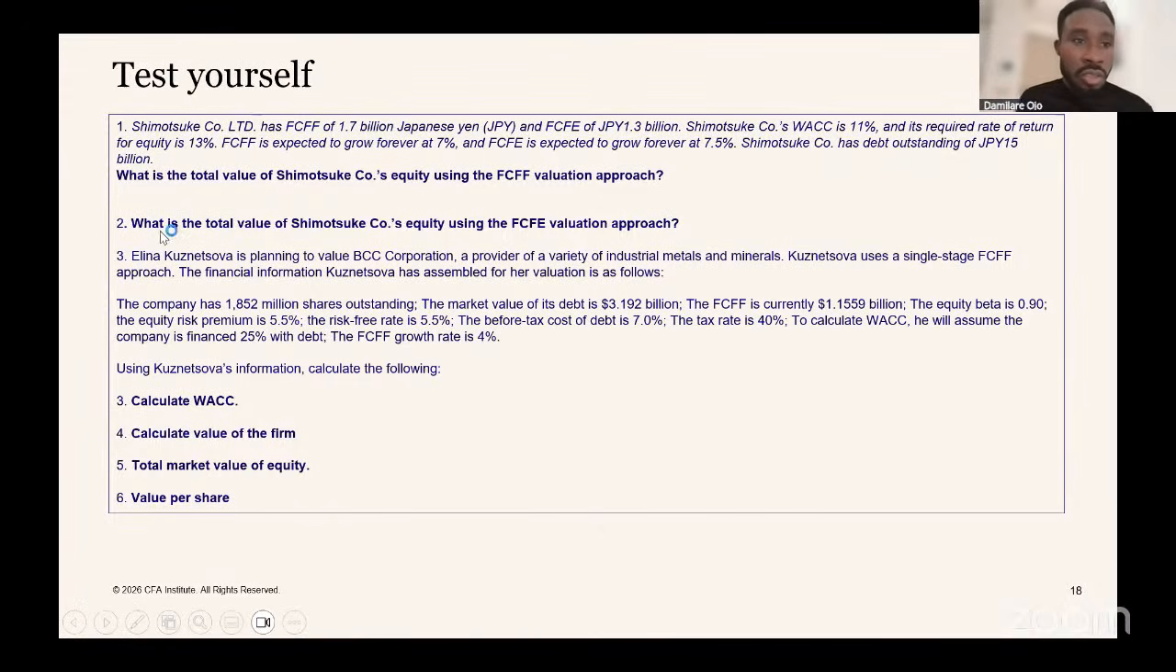Then the second question says, what is the total value of this Shimo Suk equity using the FCFE approach? So the first one is the FCFF approach. For the FCFF approach, we first calculate the firm value, which is 45, and then we subtract debts, which gives us the equity value, our final answer of 30.48 billion. So now using the FCFE, what did we get? Let me go back to the page so that we can see the question in case we need to pick the variables. So question 2, using the FCFE valuation approach.